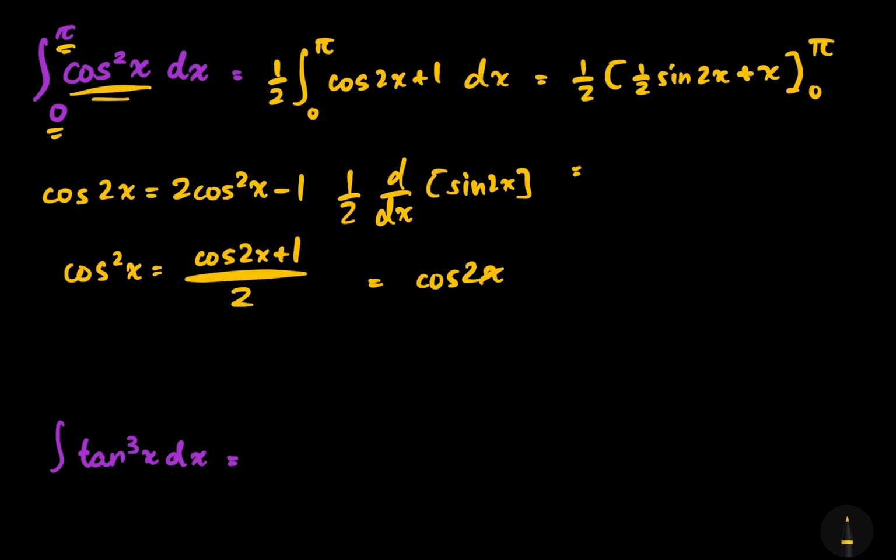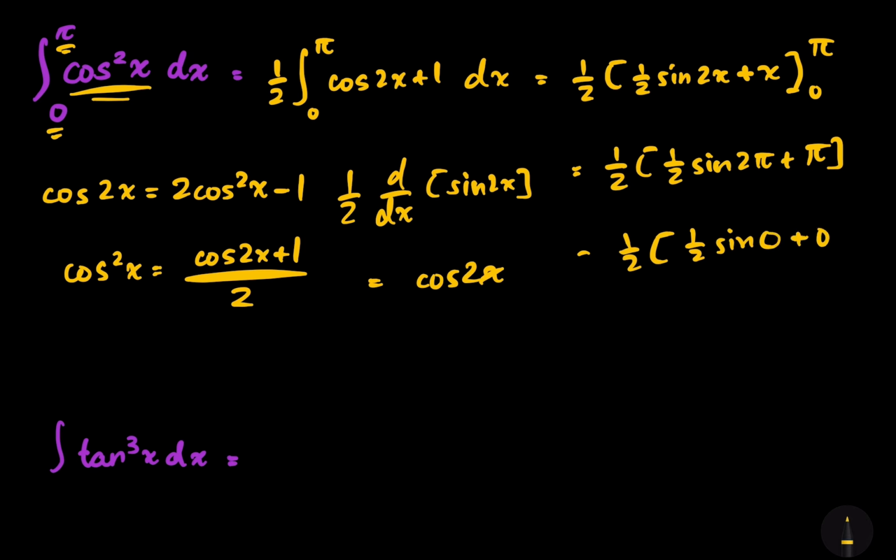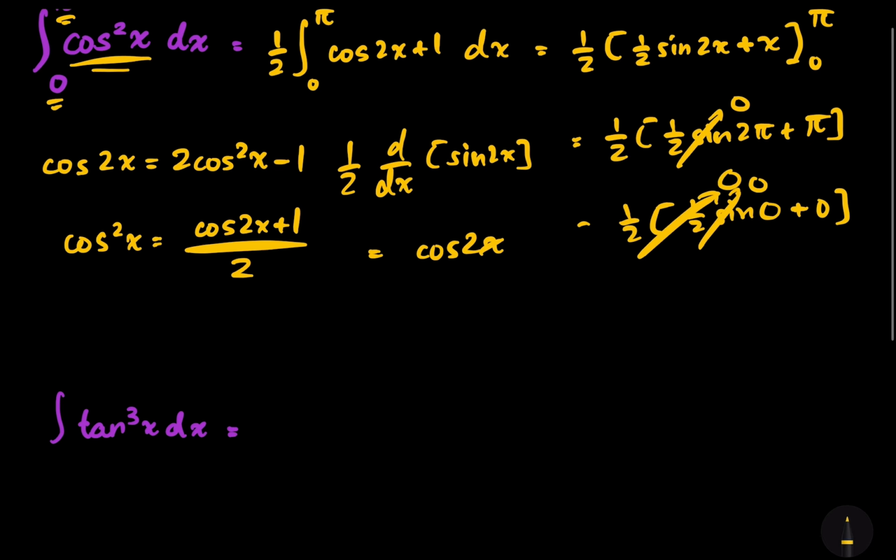And so then we can go ahead and substitute each endpoint. We get 1/2 times 1/2 sine of 2 pi, because 2x is just 2 pi, plus x, which is pi, minus 1/2 times 1/2 sine of 0, plus 0. 1/2 sine of 2 pi goes to 0. 1/2 sine of 0 is also 0, and then plus 0, so this entire term just disappears. And so we ultimately end up with just 1/2 times pi, which is equal to pi over 2.